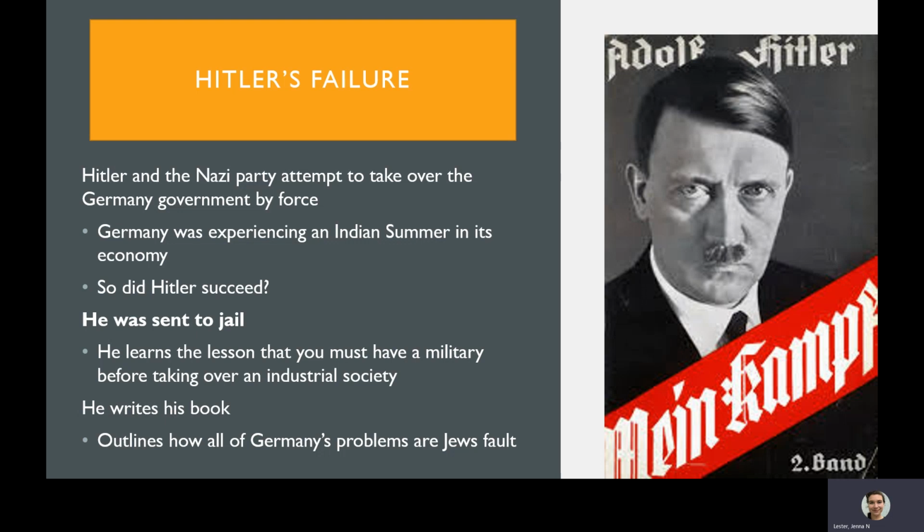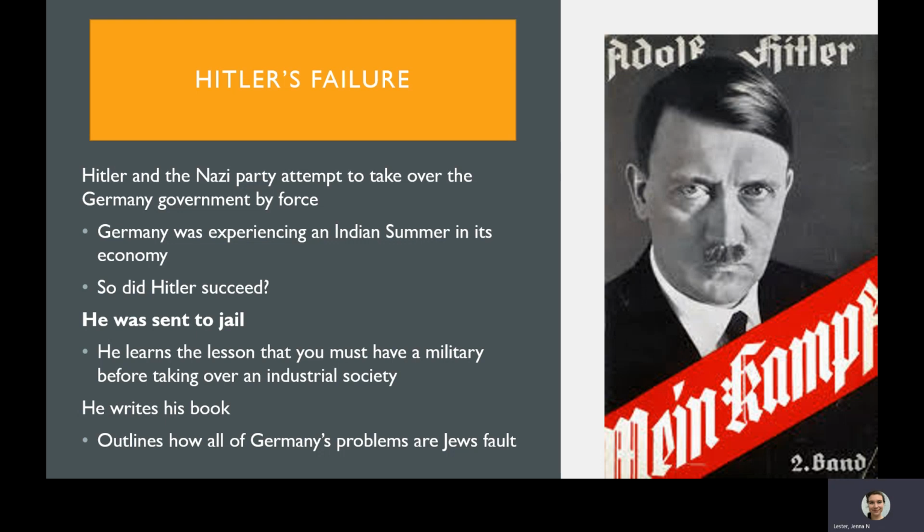So like in the middle of winter, let's say we're in January and there's a week where it's like 60 to 70 degrees out, it's sunny, everything's really nice. That's an Indian summer. It's a brief period of sun and joy in an otherwise cold winter. So an Indian summer in the economy means everything is crap, but for a brief year, things are good. So he didn't succeed because Nazism and fascism only succeed when things are terrible.